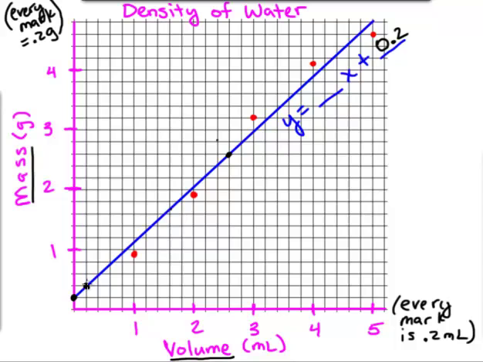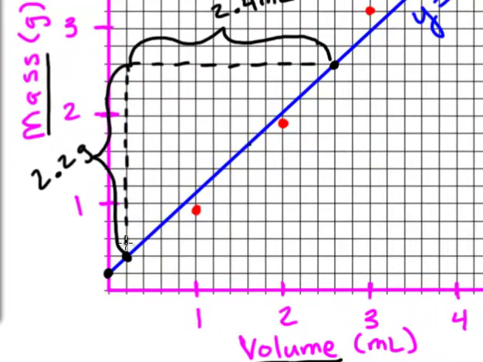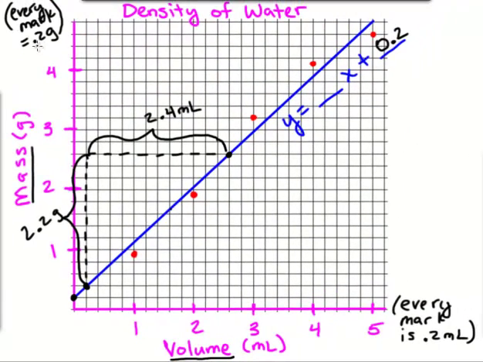Okay, now how much did the graph rise and run? When we analyze this, I drew a dotted line up and a dotted line across. It went up. Remember our scale, 0.2 grams is what each increment represents. 0.2, 0.4, 0.6, 0.8, 1, 1.2, 1.4, 1.6, 1.8, 2, 2.2. So that's how I got the rise of 2.2.